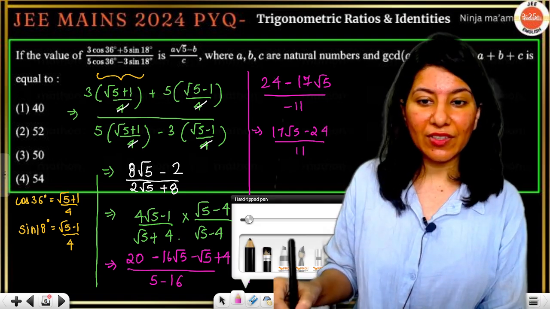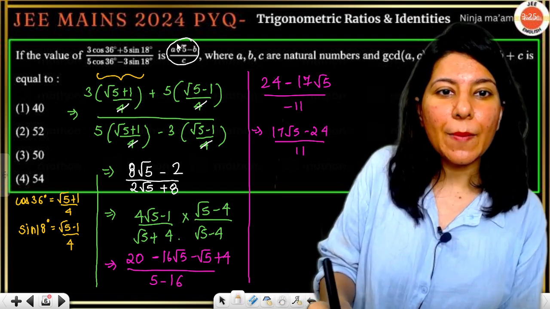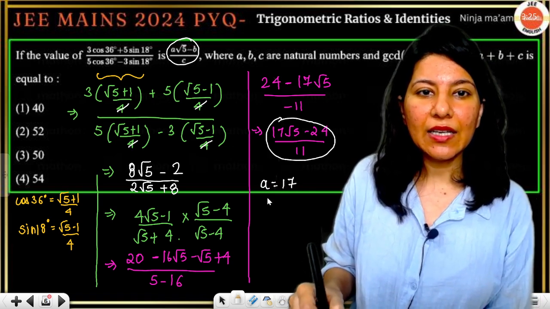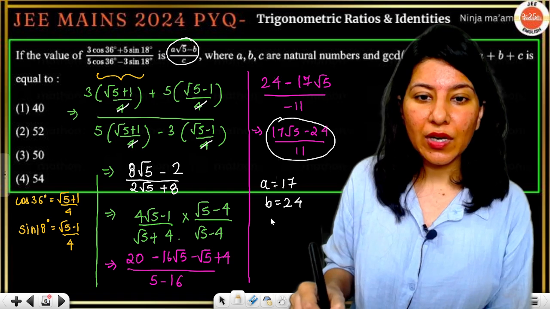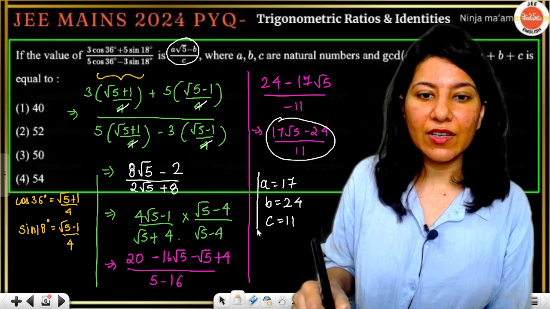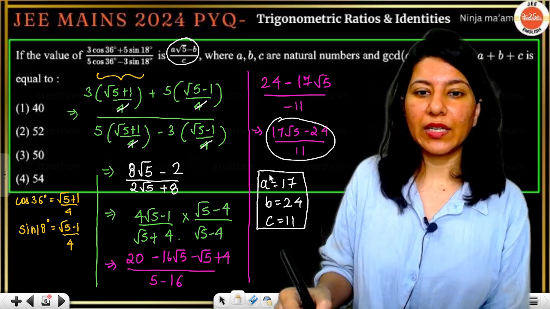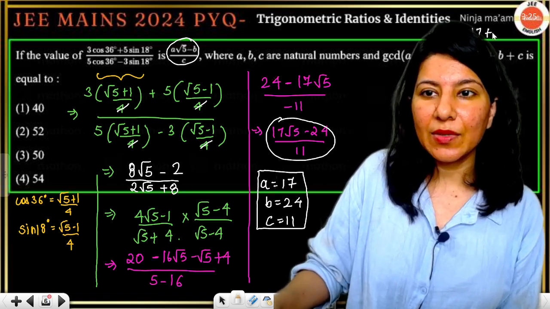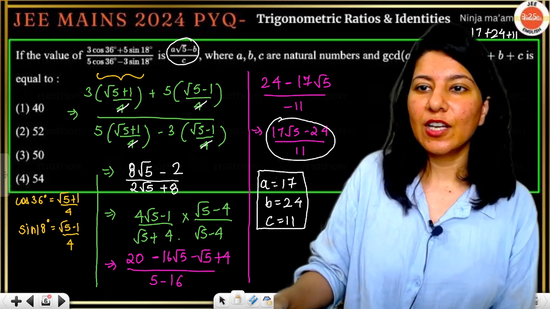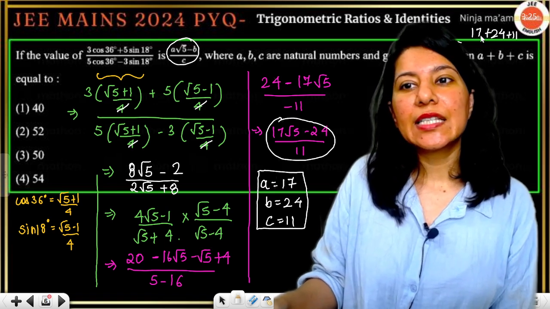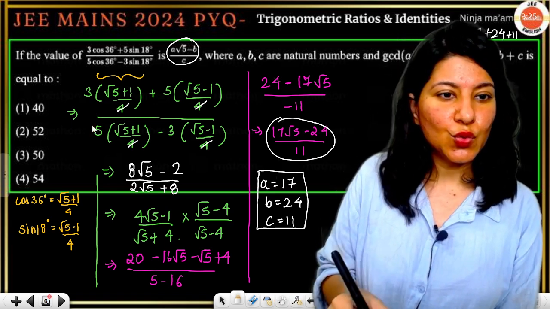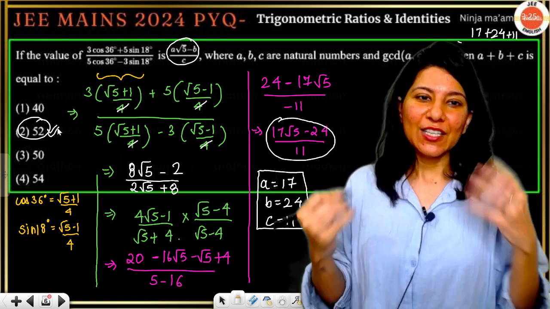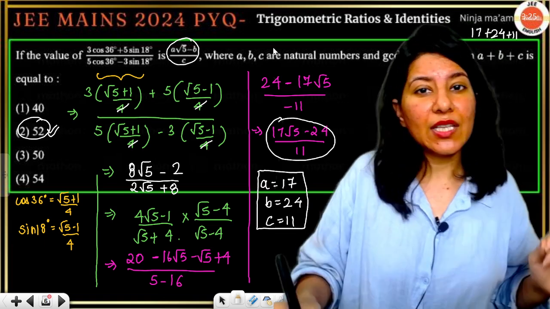Now you've got everything. You just need to compare this and this expression. So clearly A is 17, B is 24 and C is 11. Now A plus B plus C will be 17 plus 24 plus 11. So this is going to become 52, the correct answer of this question. So it was actually an easy question, I would say.